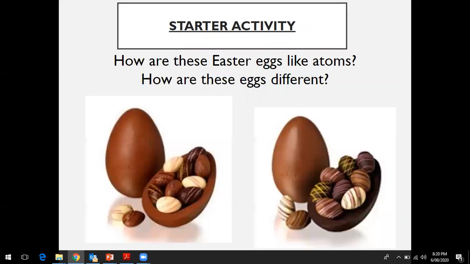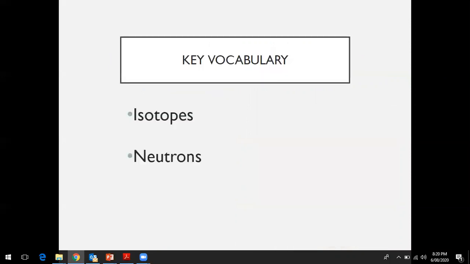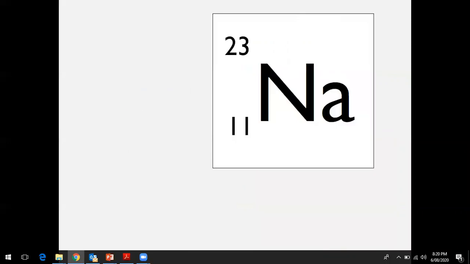So okay, just to think about isotopes, there are different Easter eggs, but what is common in them and what is different in them? How these eggs are different and how they are common. And the key vocabulary for today is isotopes and neutrons, the two important things.